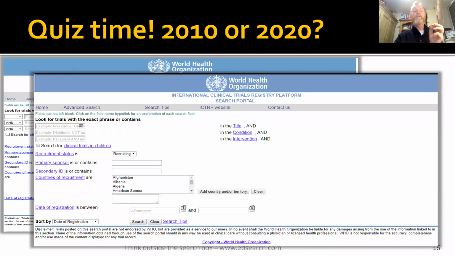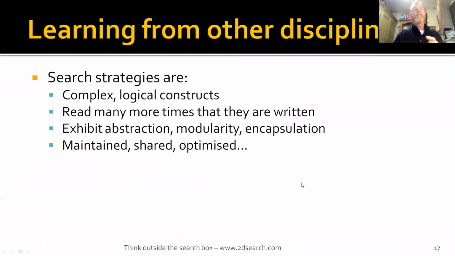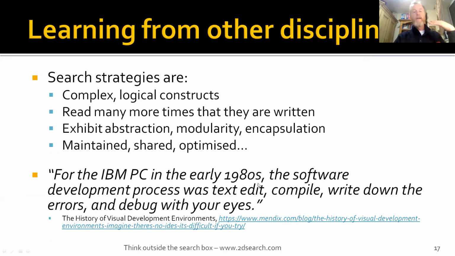Given the number of errors that are in published search strategies, I don't think you can say they were perfect to begin with. Anyway, this is where we're going with this thought: search strategies are complex logical constructs. They're read many more times than they're written. They exhibit all these characteristics that we associate with software. They need to be maintained, shared, and optimized. And this is exactly what the software development community has been working on for the last few decades.